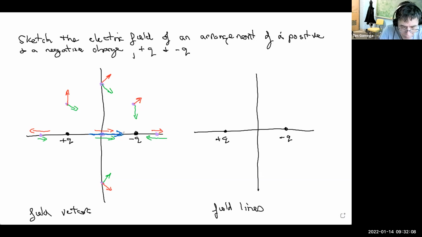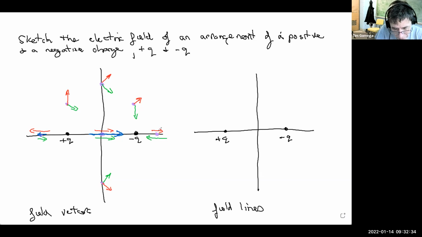Both of them point from the left to the right. The resulting vector will point from the left to the right. Let's go over here on the left-hand side. We've got a field vector towards the left and another one towards the right. So they're partially canceling out, but one's bigger, the other one's smaller. So the bigger one wins. There's a small field towards the left-hand side.